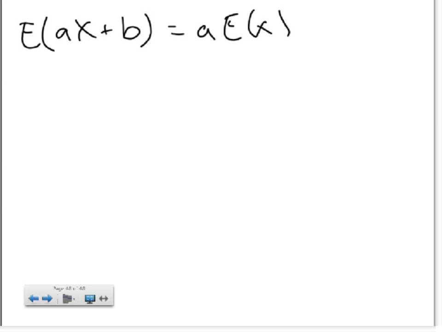Now, the second theorem that I'm going to prove is that the expected value of aX plus b equals a times the expected value of X plus b. I'm going to use a similar technique to prove this.